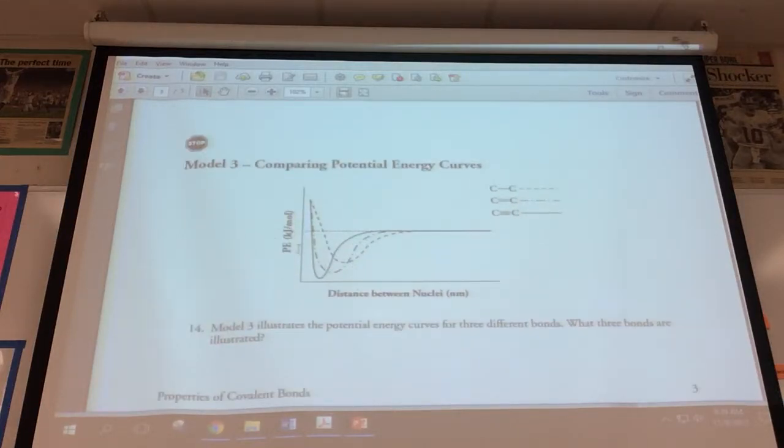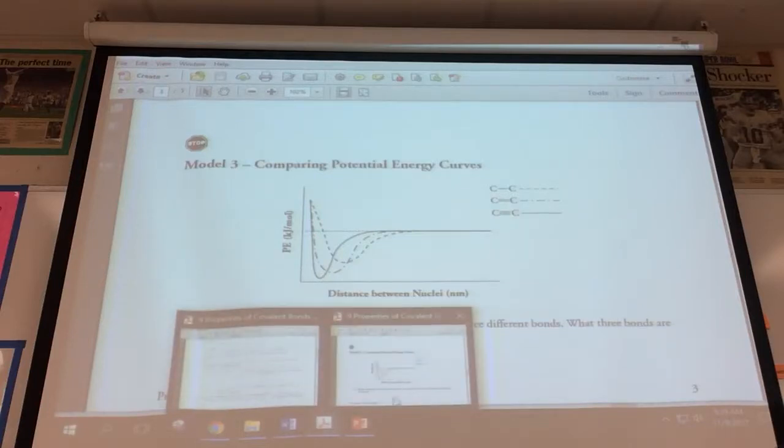On Model 3, why do you think that the triple bond is this one right here? In terms of distance, you know a triple bond is shorter and stronger, so the energy is going to be at the lowest point there, the most negative, if you will, and the distance will be the shortest.